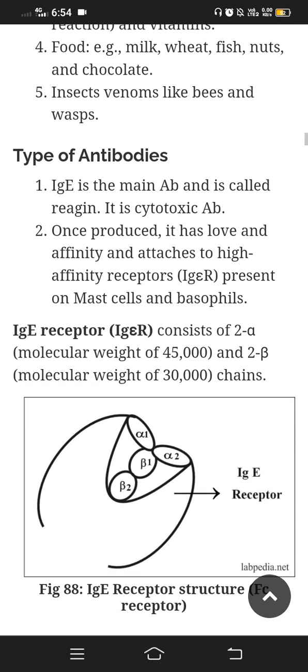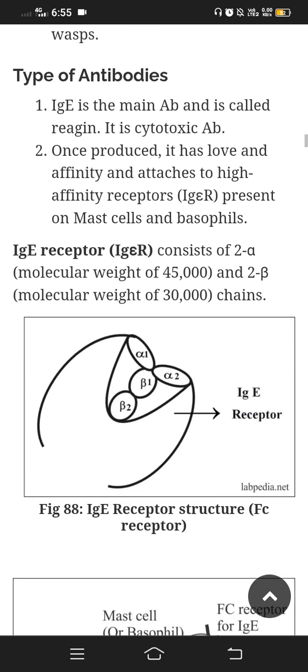Types of antibodies. IgE is the main antibody and is called a reagin. Once produced, it has low affinity and attaches to high affinity receptors, Ig epsilon R, present on mast cells and basophils. The IgE receptor, Ig epsilon R, consists of 2 alpha chains and 2 beta chains.